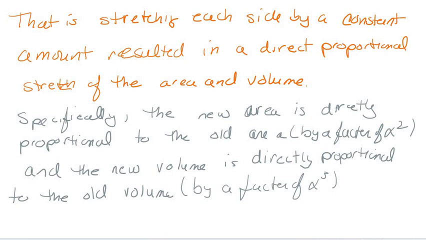Specifically, another way we could say this is that the new area is directly proportional to the old by a factor of alpha squared in this case, and the new volume is directly proportional to the old volume by a factor of alpha cubed. And I believe I used s's to begin with, so s squared and s cubed, not alphas.